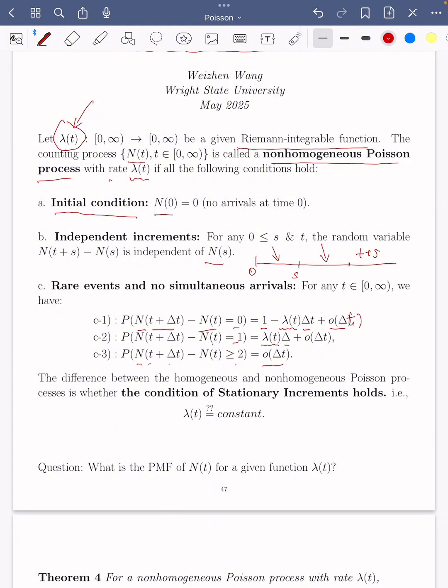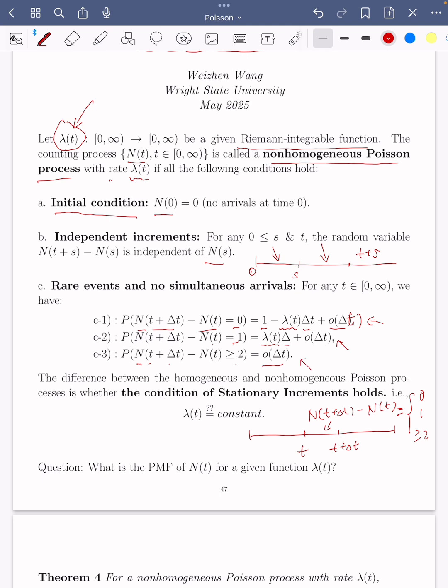So here's the picture. Here we have this t, and this one is t plus delta t. So N of t plus delta t minus N_t is the number of arrivals in this time period. And then we talk about the chance that this random variable can be in three cases: either 0, or equal to 1, or bigger than or equal to 2. And each probability is given in the first, second, or third equation.